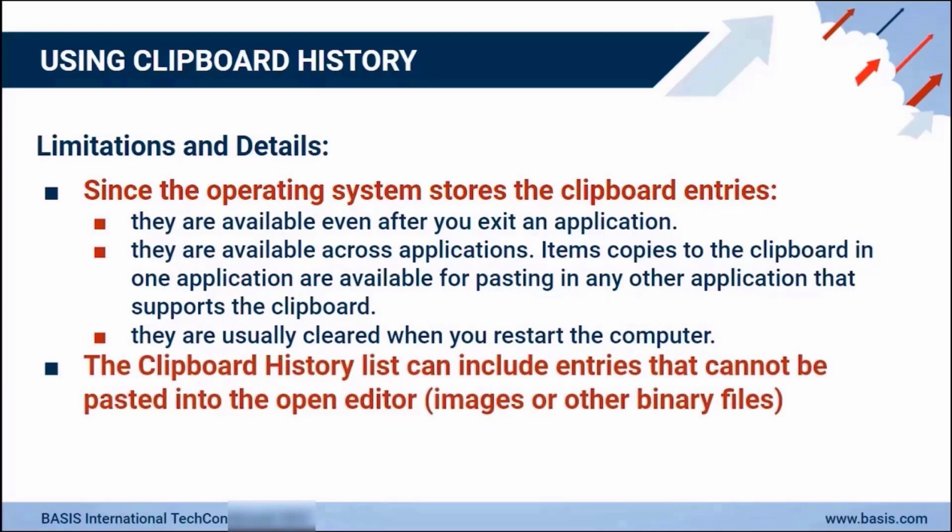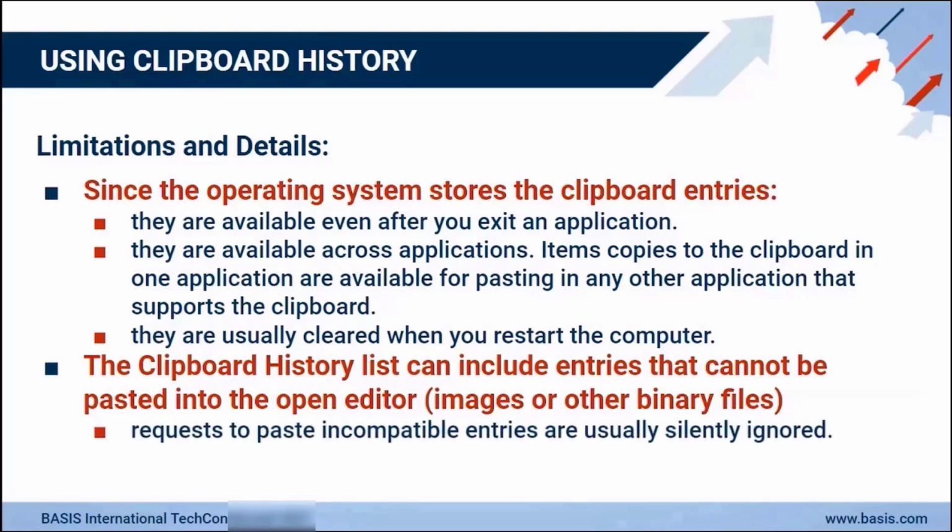The clipboard history list can include entries that cannot be pasted into any open editor. That includes images or binary files or anything like that. So if you make a request to paste an incompatible entry, such as you have in your clipboard history a PNG image file and your cursor sits in a BBJ source code text file, and you attempt to paste, what will happen? In general, such requests are silently ignored. So it will not happen because there's no way to put a picture into an ASCII text file.